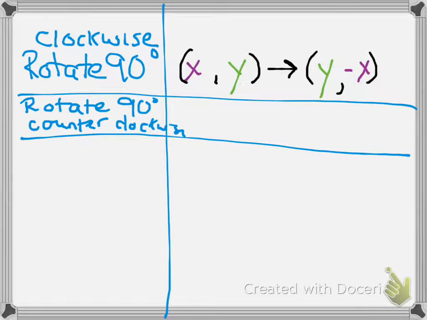Okay, so when we go counterclockwise, let's just set this up. When we go counterclockwise, we of course start with our X first, and then our Y, and then that ends up being the opposite of Y first, and then our X value comes second. Okay, that's just where the numbers are going.